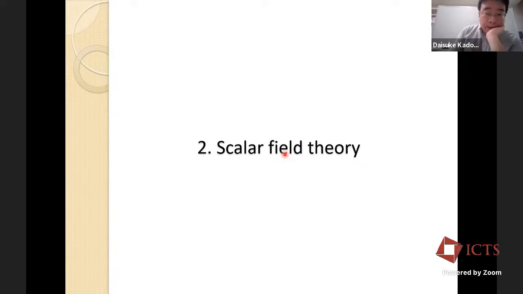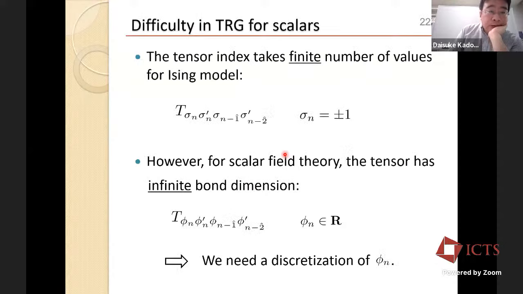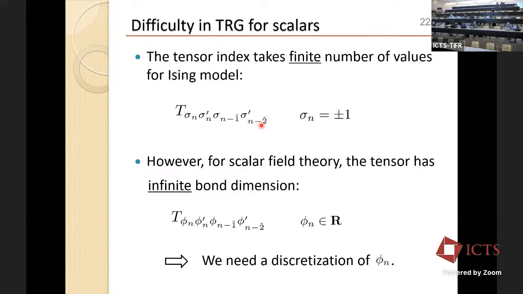Okay, so we will see the TRG computation of scalar field theory. I will be explaining what the difficulty in TRG for scalar fields is. As already mentioned, the tensor index is the spin field variable itself, and for the Ising model, the tensor index takes a finite number of values.